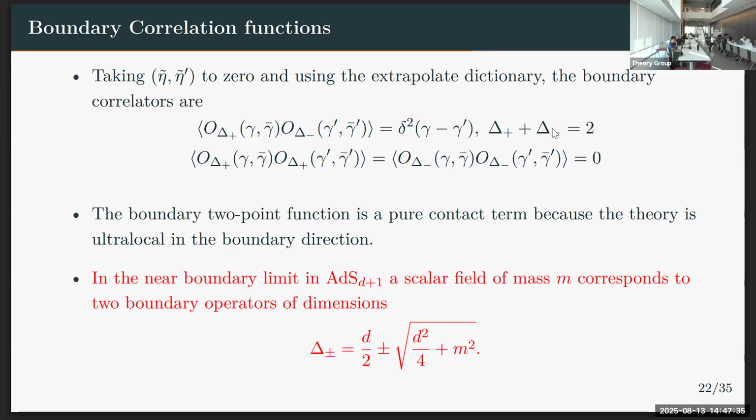These points are fixed and cannot move. So therefore, this is ultra local. Therefore, there is a contact term, right? So the summary of this whole section was that in the near boundary limit in AdS3 plus 1, a scalar field of mass m corresponds to two boundary operators of dimension delta plus minus, which have this correlation function.